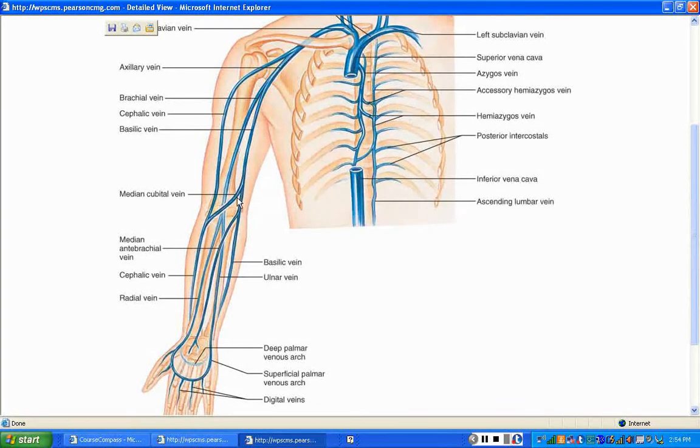Now, let's go back up. Subclavian comes out. This time we're going to go out here, and we see it's called the cephalic. Who remembers what that word means? It means head. If you know it from class, don't mention it. But if you don't know it, I want you to tell me why you think they call that the head vein when it's in the arm.